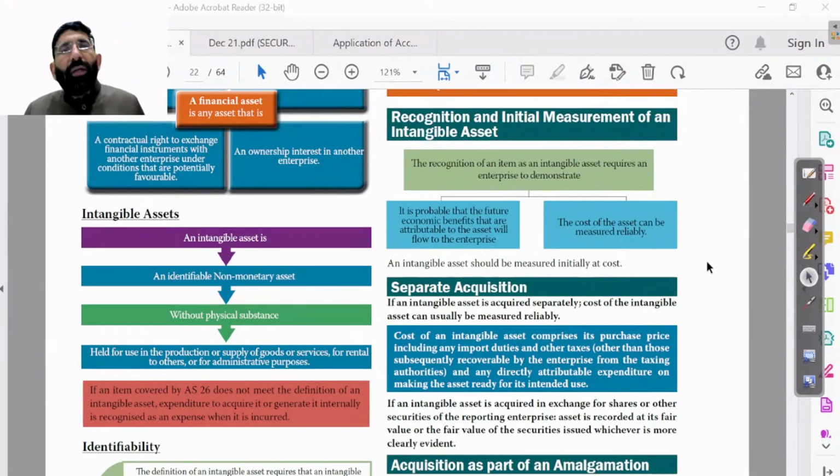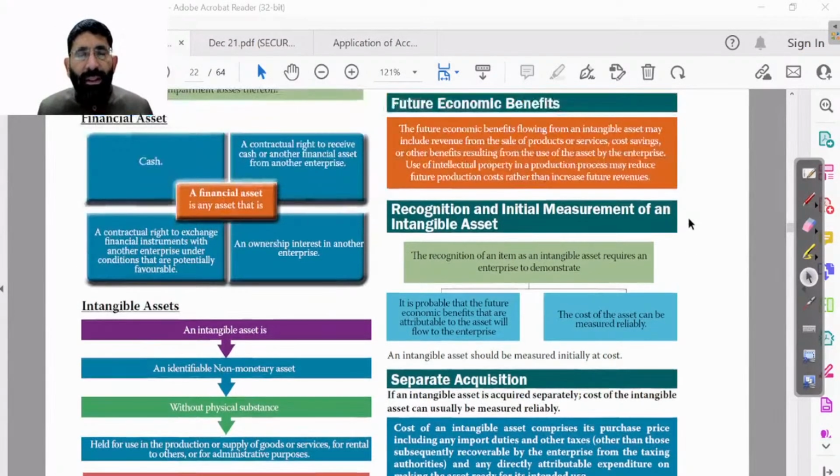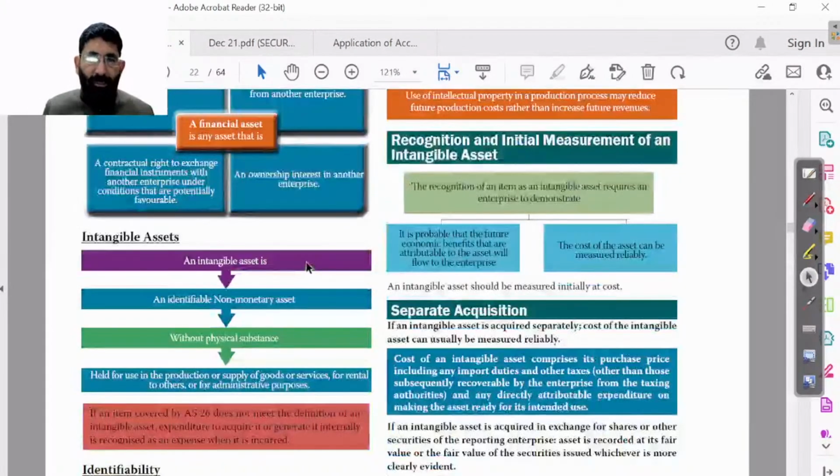So let's talk about the definition of intangible assets. Because financial asset is normally known to every student. That has already been discussed in our previous lecture also. It's an asset that is cash. So cash is a financial asset. A contractual right to receive another financial asset from another enterprise, right to exchange financial instrument with another enterprise under conditions that are potentially favorable, an ownership right in another enterprise. So all these are financial assets.